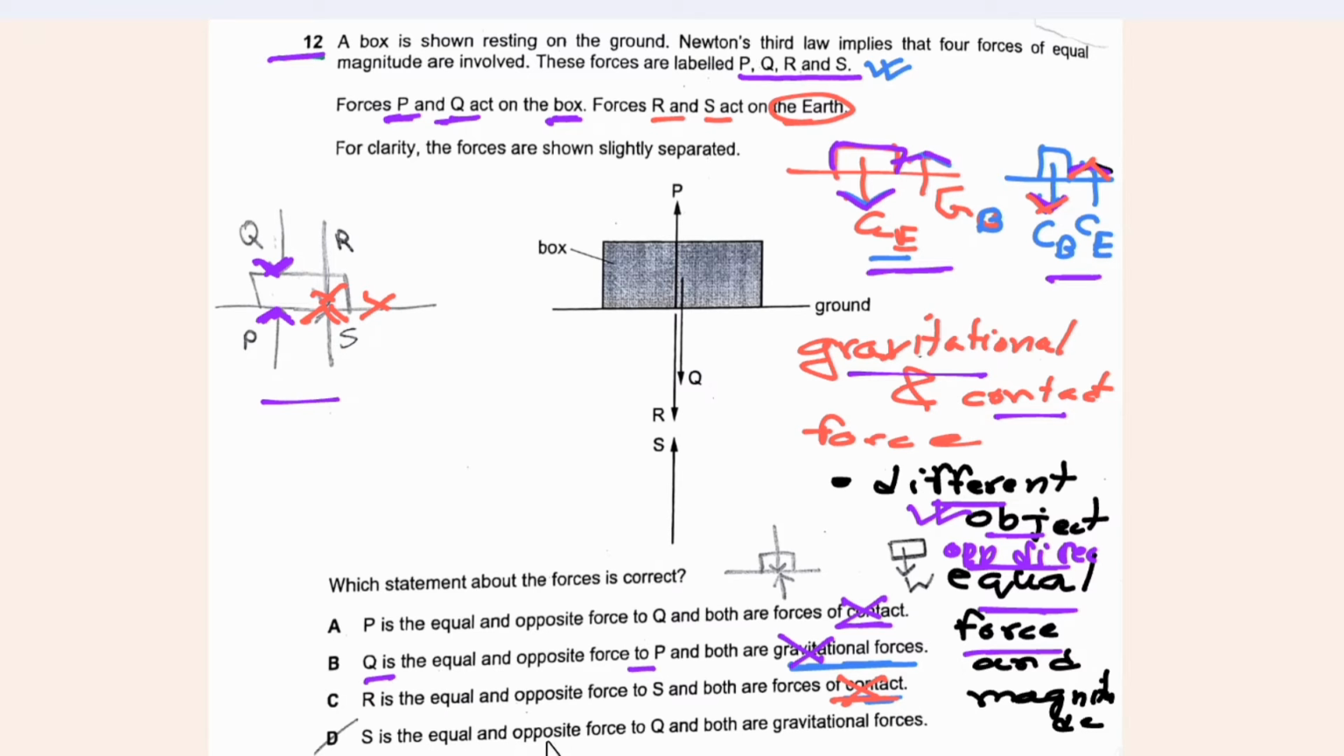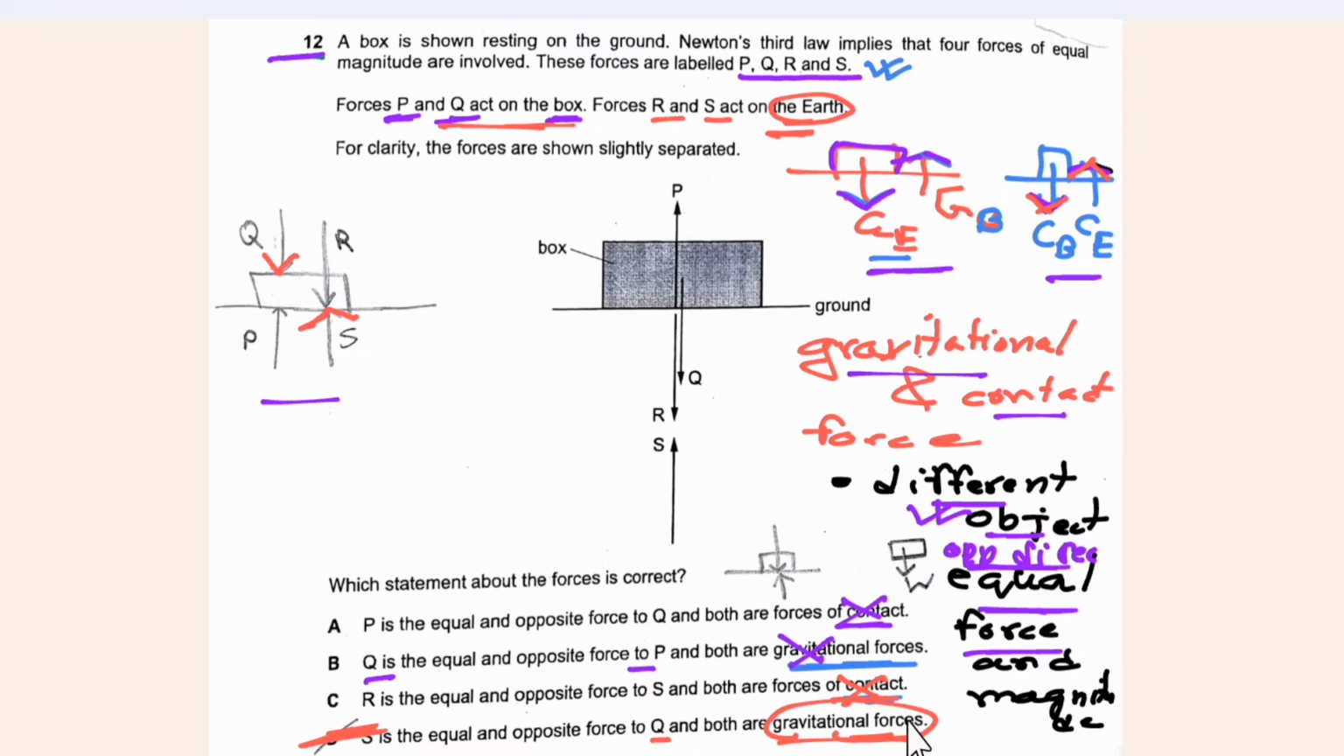Then S is equal and opposite to Q, and both forces are gravitational force. Yes, these forces are equal and opposite, and both are gravitational force. As gravitational force, they must act on different objects. So S is acting on the earth and Q is acting on the block. Since these two forces are acting on different objects, this would be the answer, that is D.